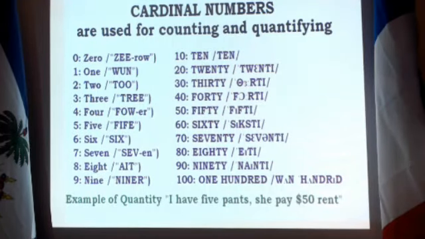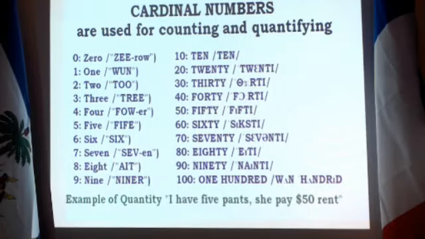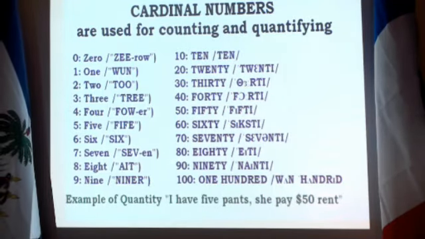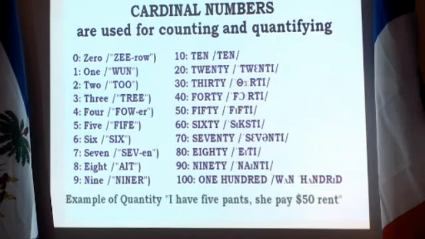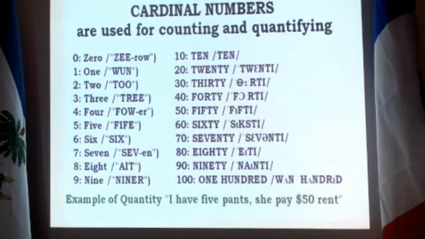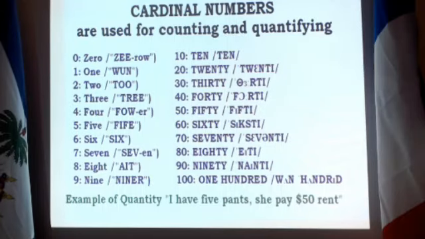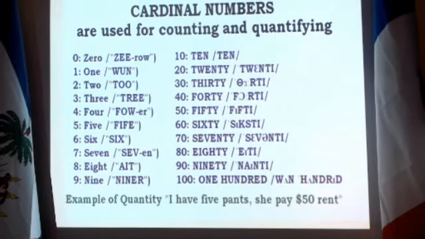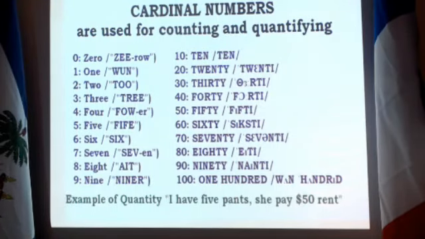Zero, one, two, three, four, five, six, seven, eight, nine, 10, 20, 30, 40, 50, 60, 70, 80, 90, 100. We are going to say them again.